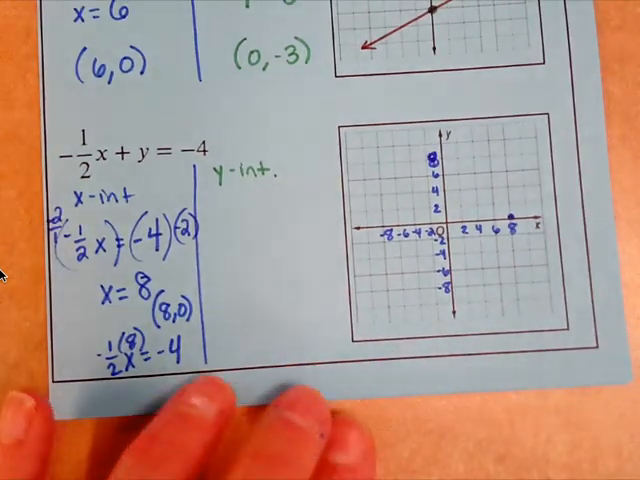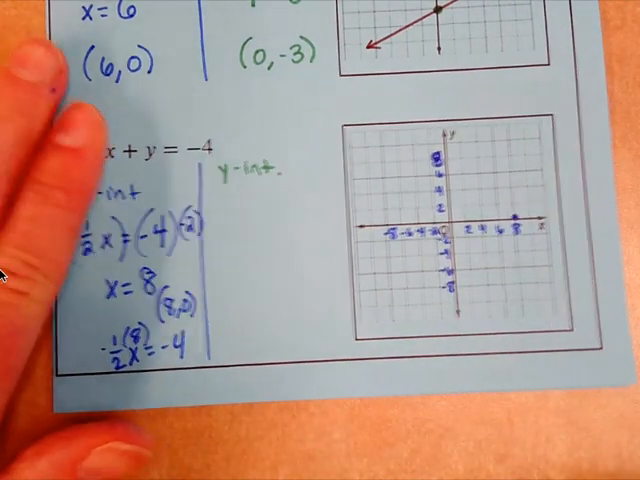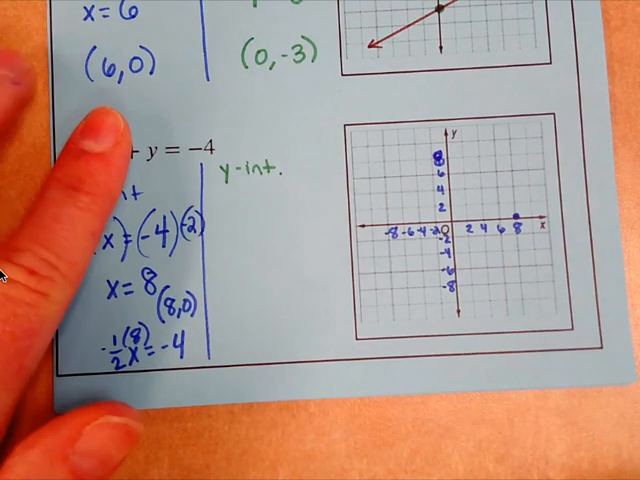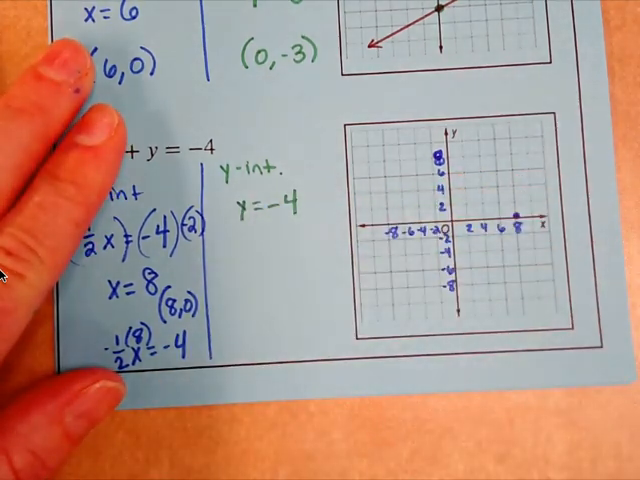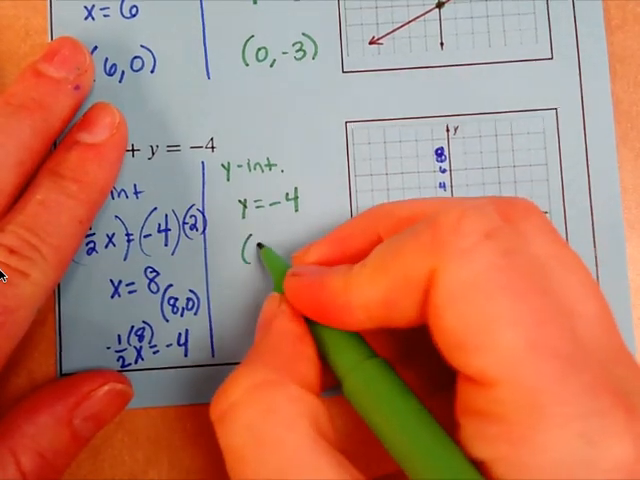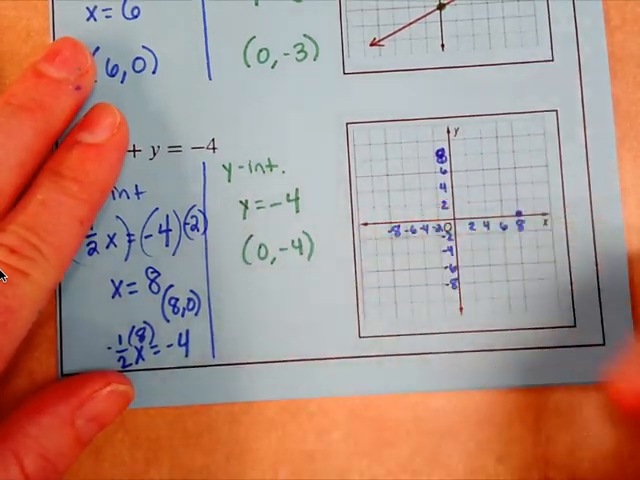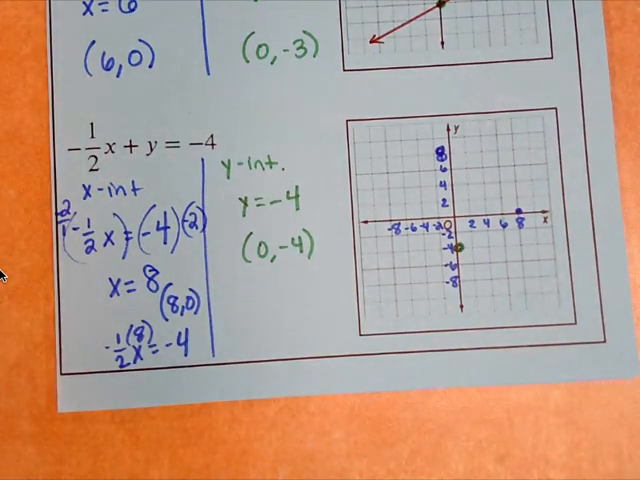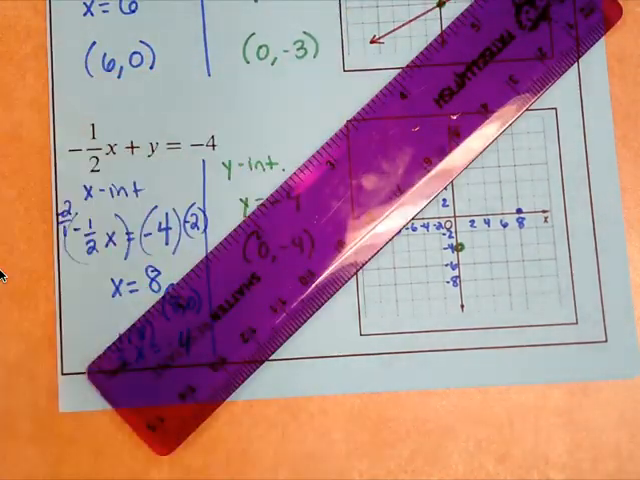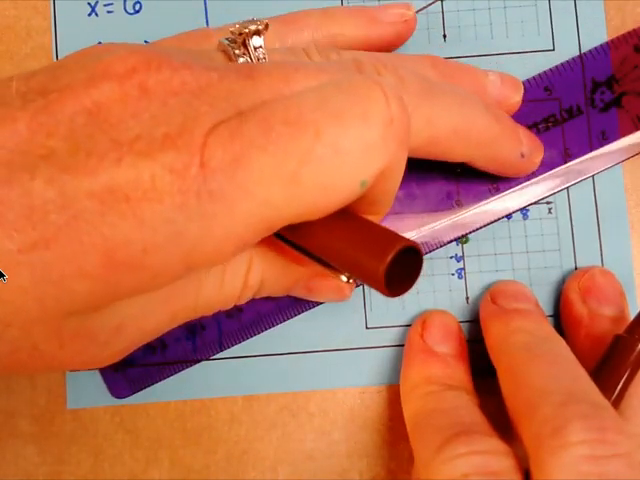So then we would cover up the x-axis because we plug in a 0. Zero's out, and all we're left with is y equals negative 4. So my coordinate is 0, negative 4. So connect your dots.